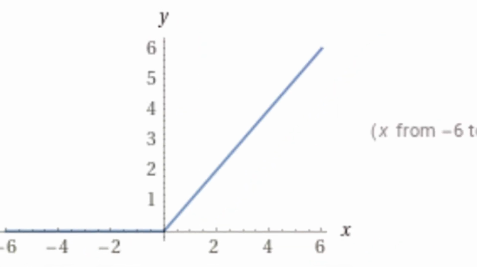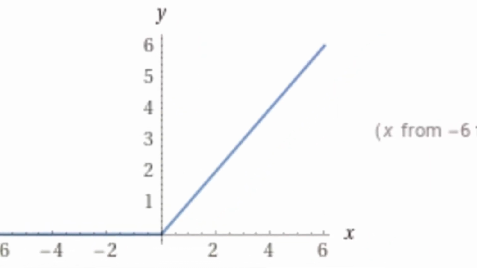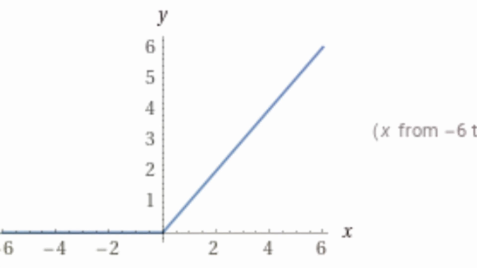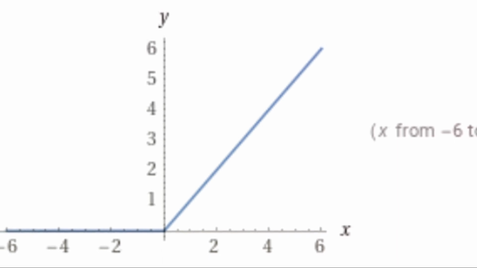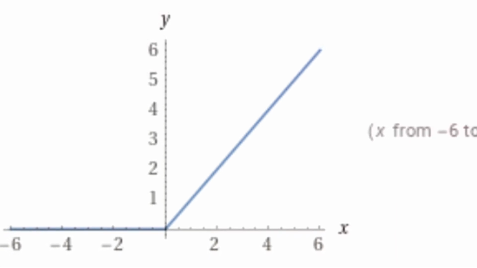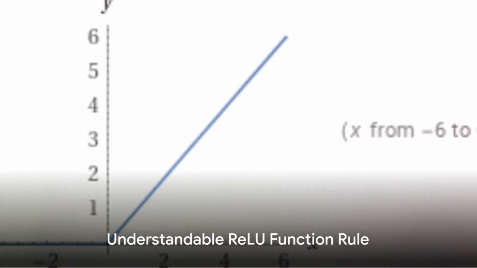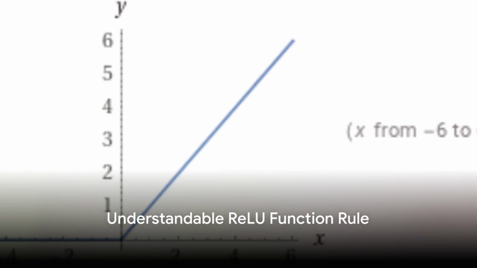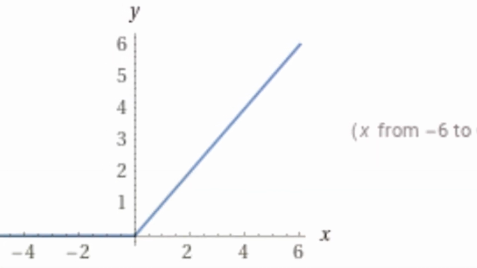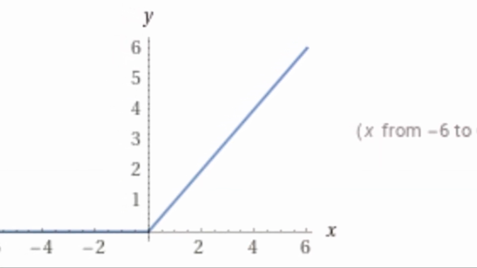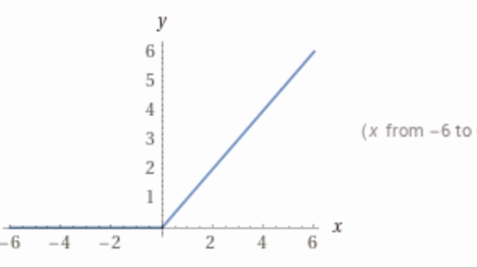Moving to step 2, the ReLU function processes this input. It applies a simple rule. If the input is less than 0, it transforms it to 0. If the input is 0 or greater, it leaves it as it is. And that's it! No complex calculations, no intricate formulas. Just a simple rule. If the input is less than 0, make it 0. If it's 0 or more, let it pass.